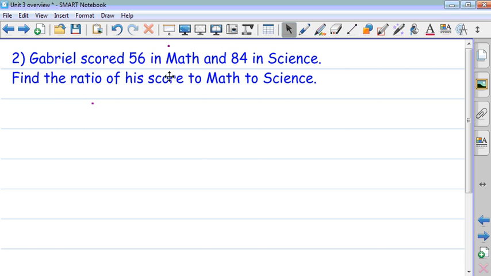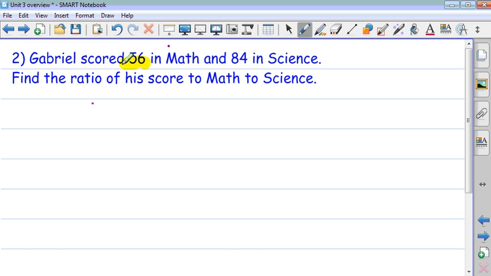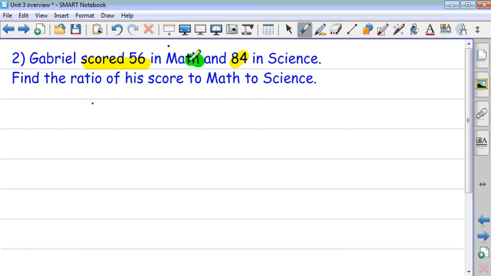Gabriel scored 58 in math and 84 in science. So that's pretty easy to do. I'm just going to get a score of 56. And I know the other score is 84. One thing that you guys might notice for our labels, we're doing math and science, which will act as key math words, and the word ratio.